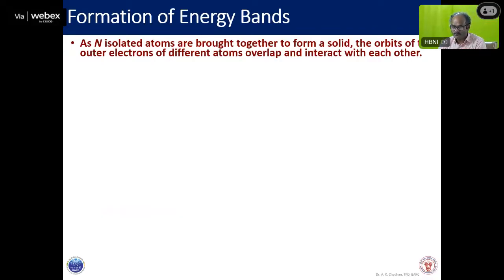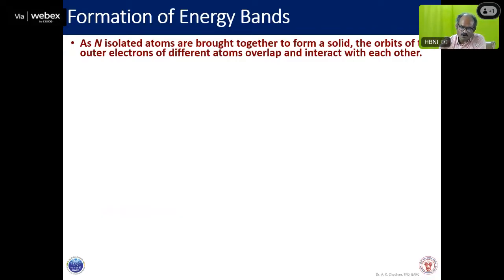Now, when they were far apart, there was absolutely no problem. The problem starts when you bring them together and make them part of one system. So there is a problem now. What are those problems? Let us go one by one. If n isolated atoms, and n means, in this example, 10 to the power 23, which is lakh times 1 lakh, are brought together to form a solid.